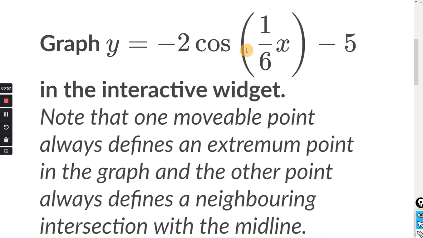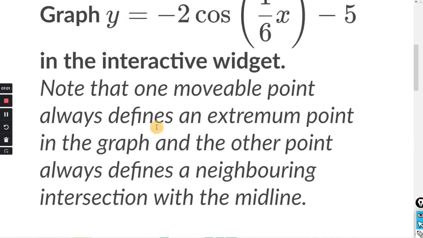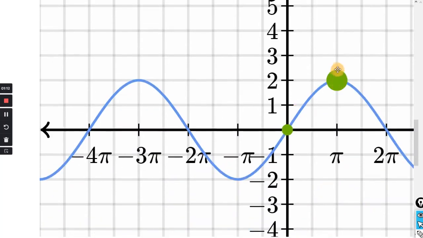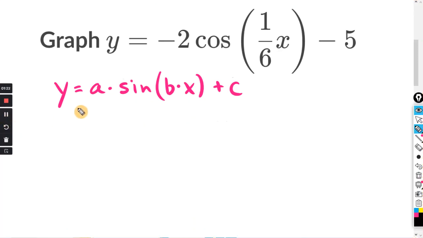All right, so they want us to graph this function here. And it says for the interactive widget, one point is an extremum, in other words, a max or a min, and the other point is going to be the midline. So if you look at the graph, this one point always has to be the maximum or the minimum, and the other point will be the midline. So the functions that they give us in this exercise will be in this form. You can also replace sine with cosine.